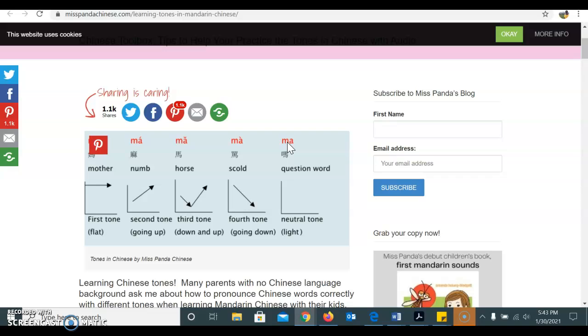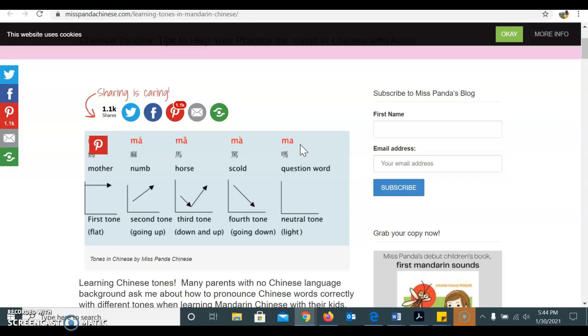Then you have the fifth tone. It's just like this, ma. Your normal voice, regular, neutral tone, it says right here, neutral tone. It's light. It's just a regular voice, what voice you use for everything. So you have ma, ma, ma, and ma.